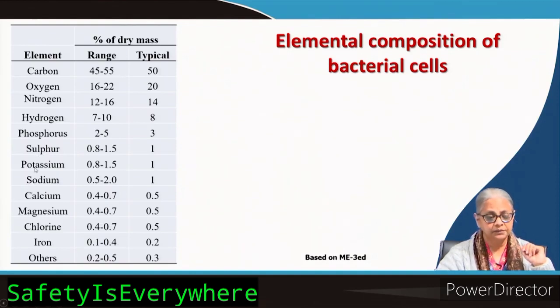So, along with the big six, we also have potassium and sodium over here for bacterial cells. Here we have the micronutrients: calcium, magnesium, chlorine, iron, and other nutrients. These are the elements that constitute less than 1% of the dry weight of bacteria.